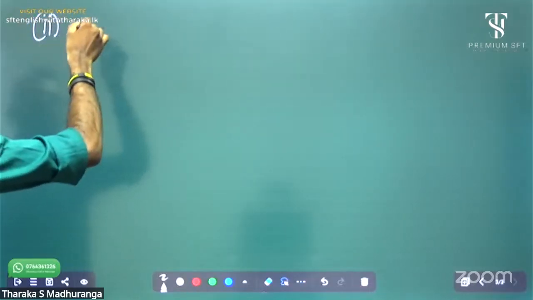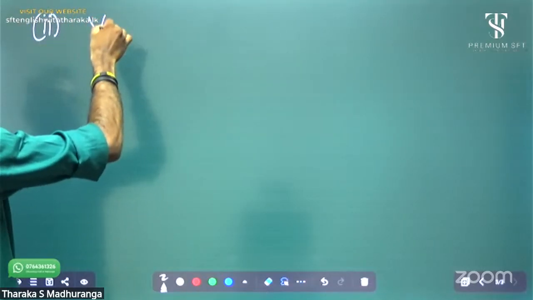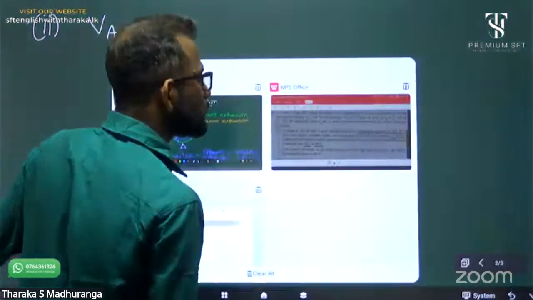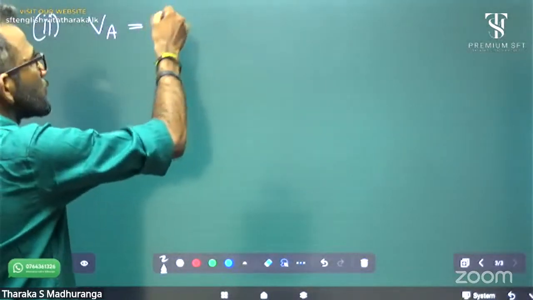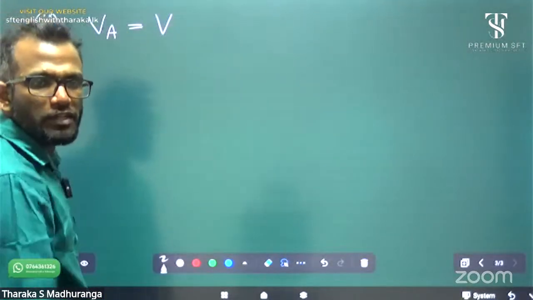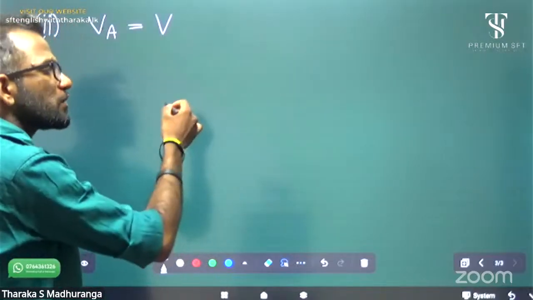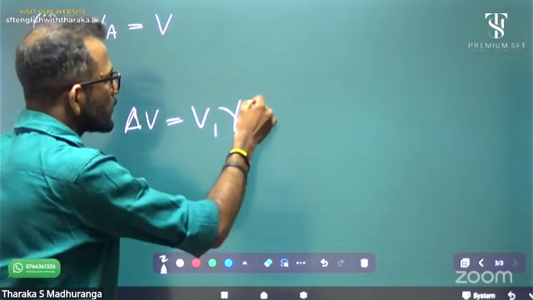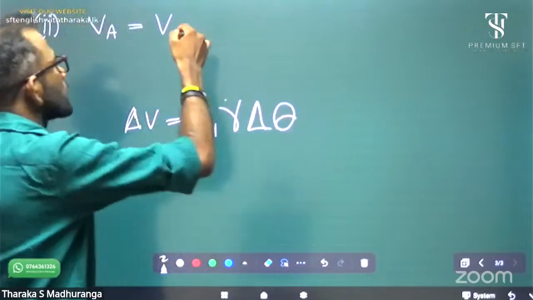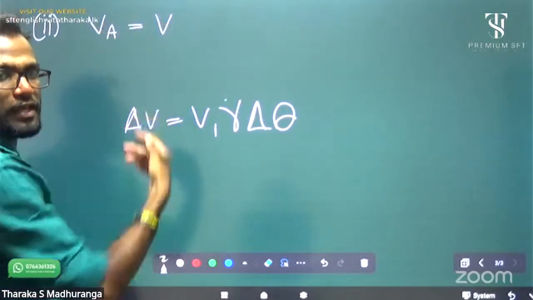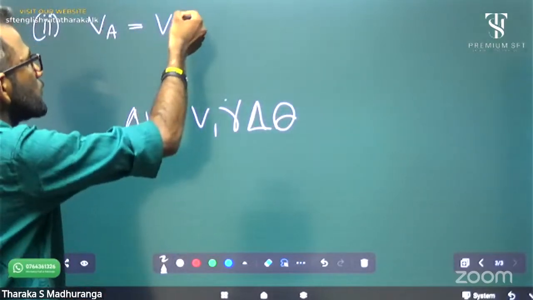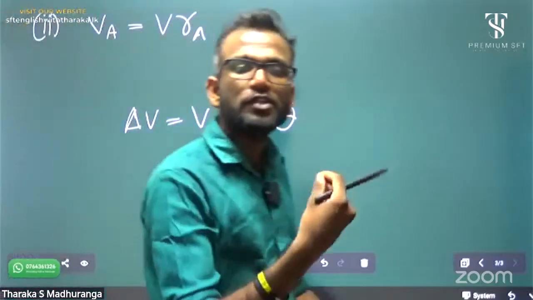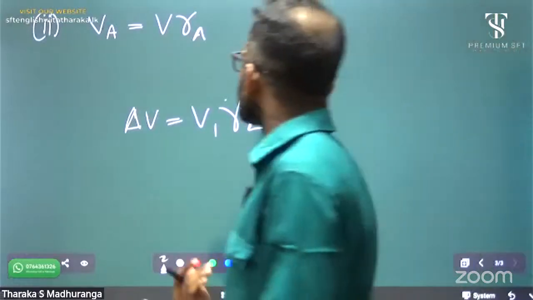No, second one. The VA, the apparent volume expansion equal. What's the equation? Our normal volume expansion equation. Last week I explained. What is our delta V equation? Delta V equal V1 gamma delta theta. The same equation. VA, that is apparent volume expansion, equal V gamma, apparent volume expansion coefficient.